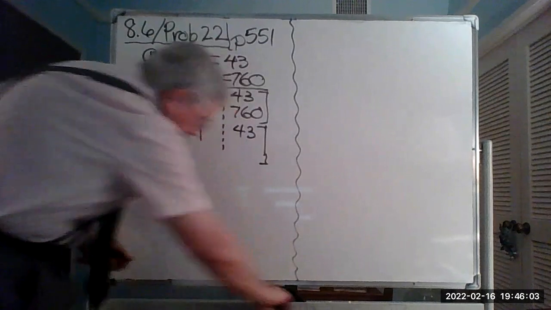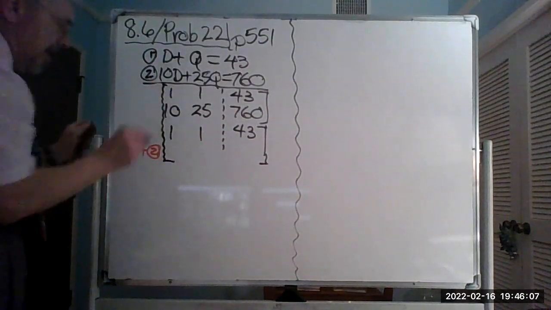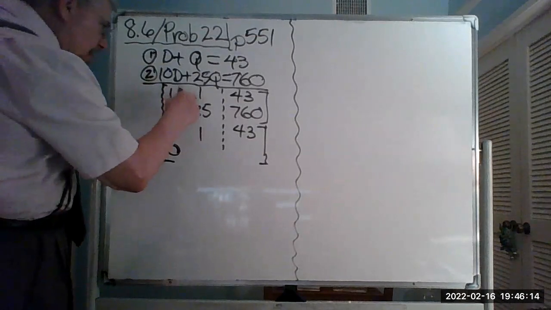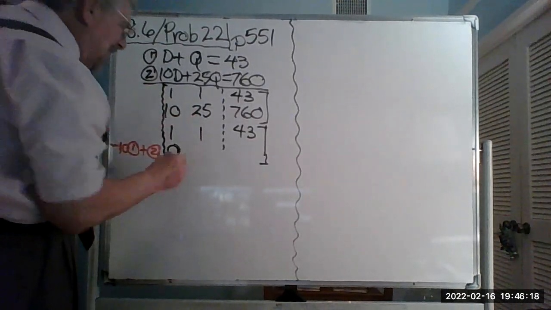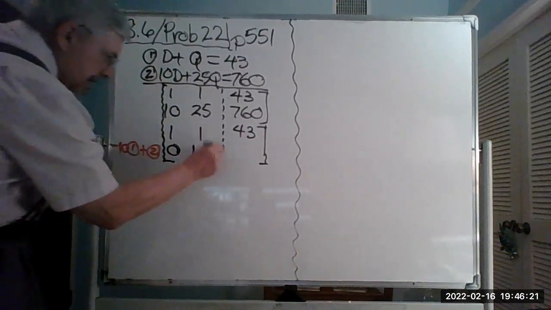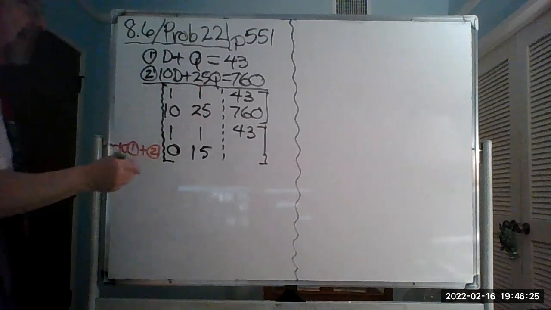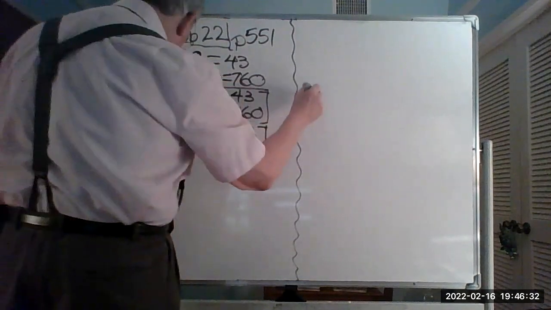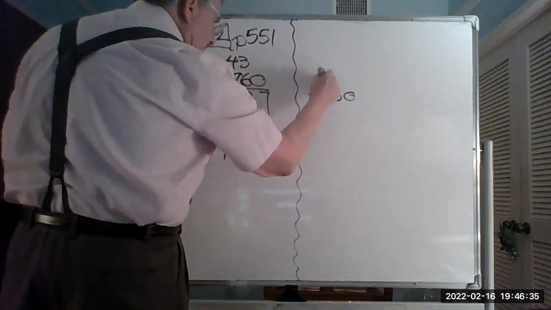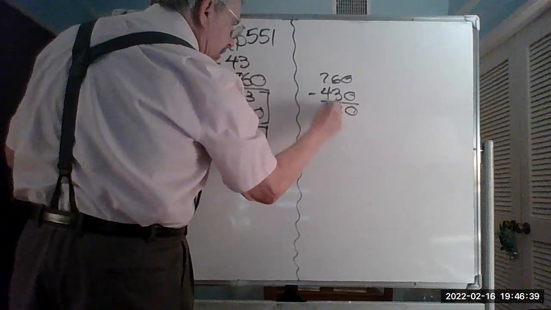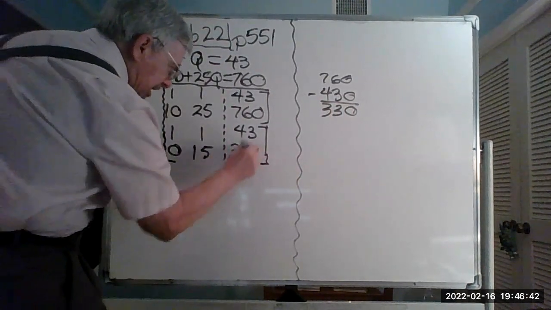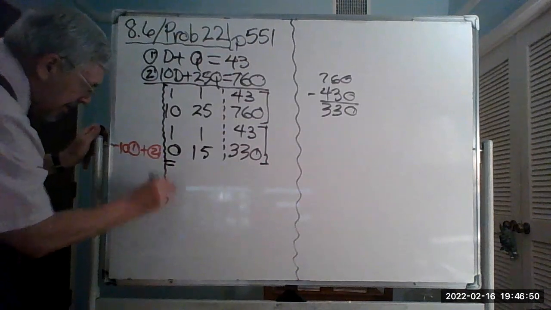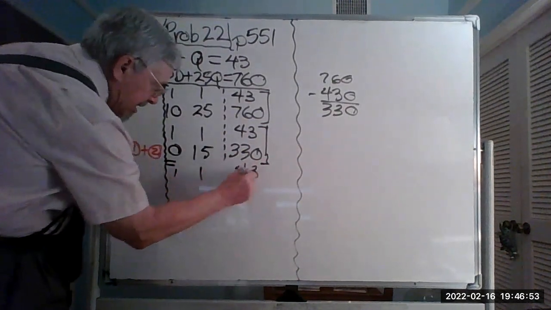Good. Okay. So -10 times 1 is -10 plus 10 is 0. That's exactly what I want. -10 times 1 is -10 plus 25 is +15. -10 times 43 is -430 plus 760. That's 330, which I like because 15 is a multiple of 330. So finally I go, I like this one, 1, 1, 43.